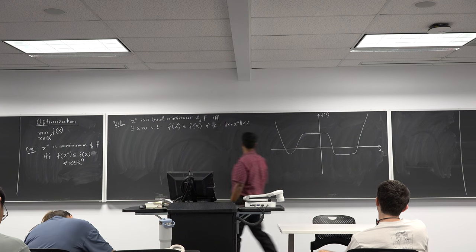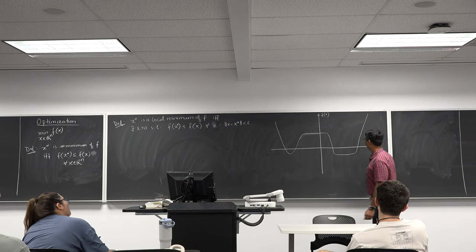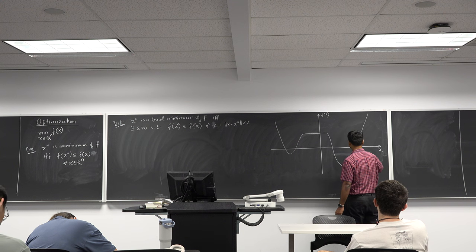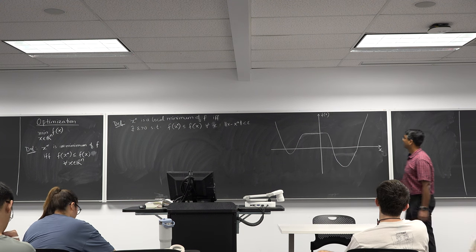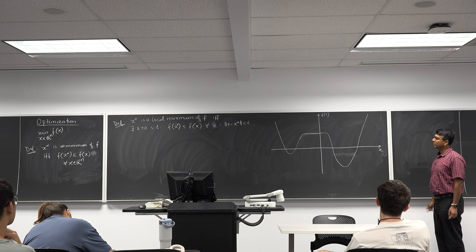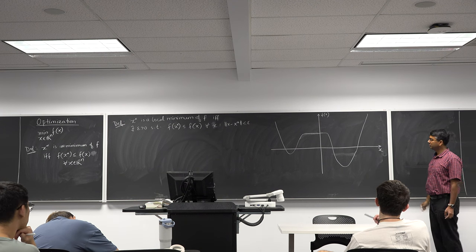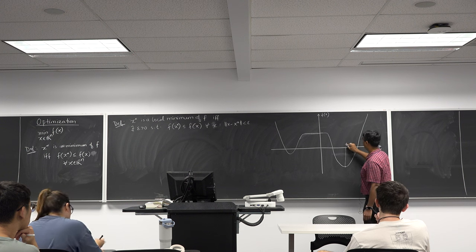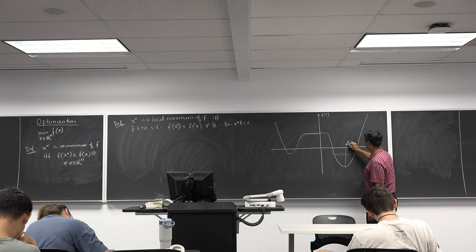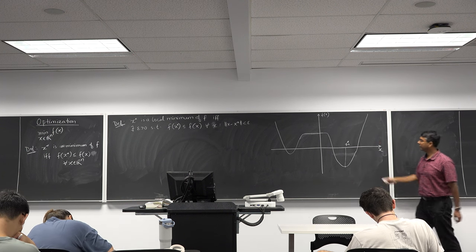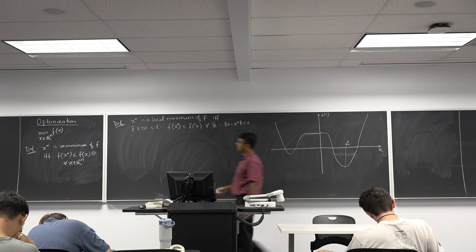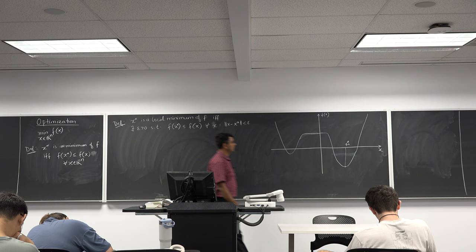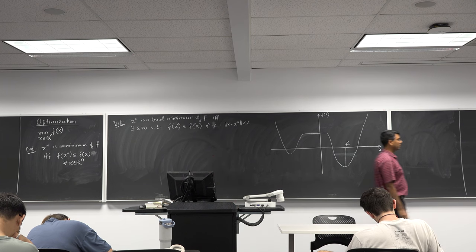So what is the minimum of this particular function? What is the minimum of this function? This is the unconstrained minimum. This is my x star. Let me call it x star 0. So this is the unconstrained minimum that satisfies the definition that we have here. So x naught star is an unconstrained minimum.